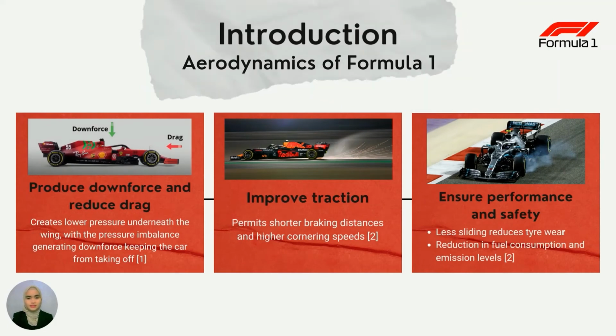Aerodynamics is fundamental in the entire design of an F1 vehicle. The primary purpose of aerodynamics is to produce downforce and reduce drag. The front wing works in the opposite way of how an aircraft wing works. The airflow lowers the pressure underneath the wing, with the pressure imbalance generating downforce, and this is what keeps the car from taking off. Higher downforce means the car is pushed harder into the track, giving tires more grip, and that means shorter braking distance, harder acceleration, and higher cornering speed.